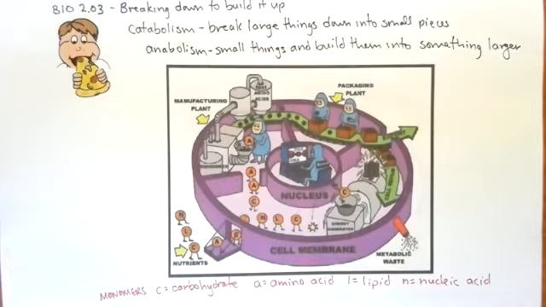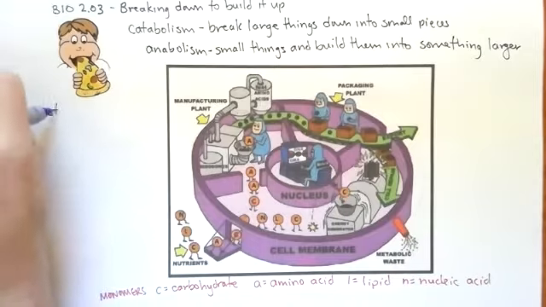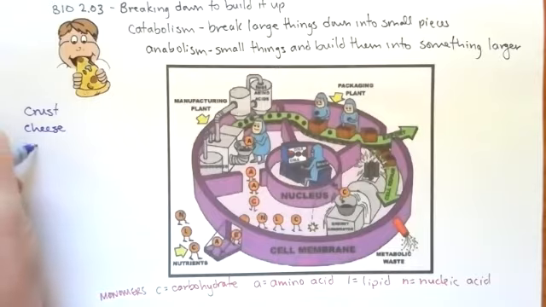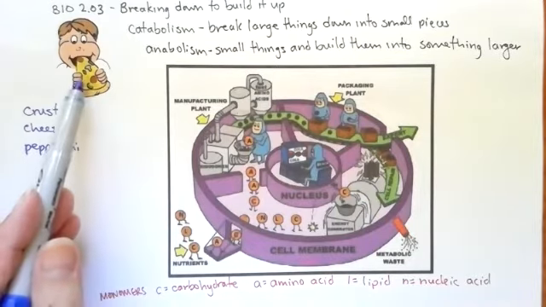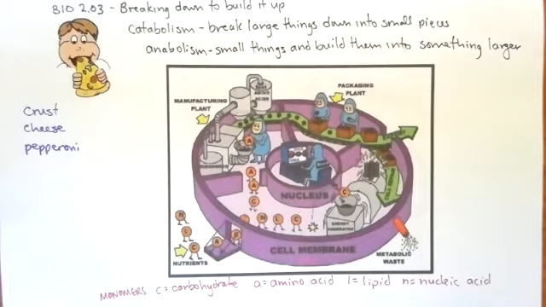Well, if I asked you what the sections of a piece of pizza are, you would probably say crust. You would probably say the cheese. You might say the pepperoni. And it turns out pizza is a good way to talk about catabolism and how our body works with macromolecules. So the goal here is to understand how we go from catabolism to anabolism.